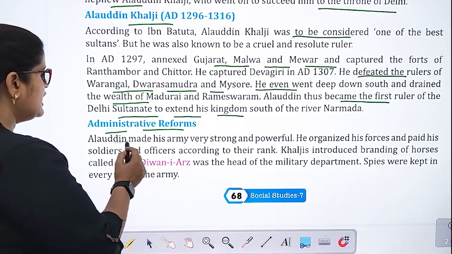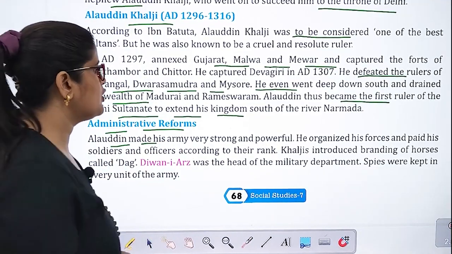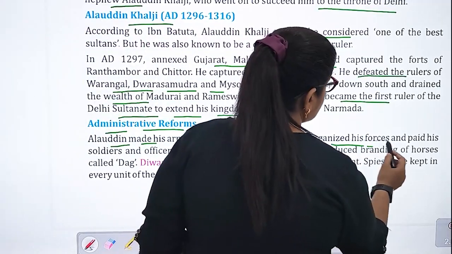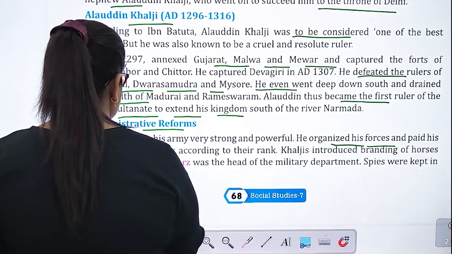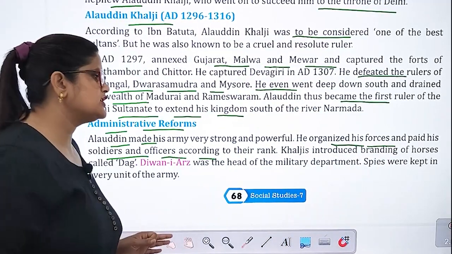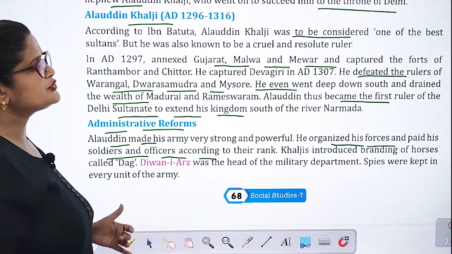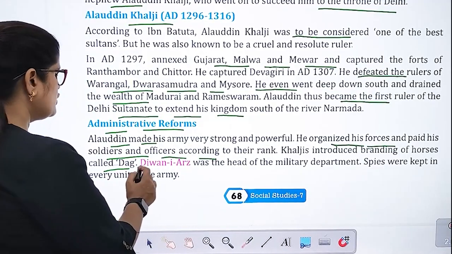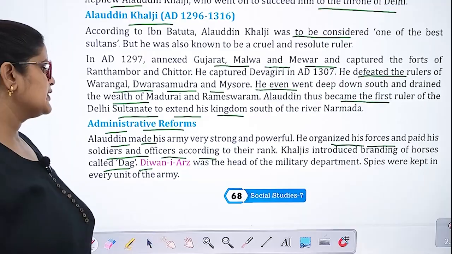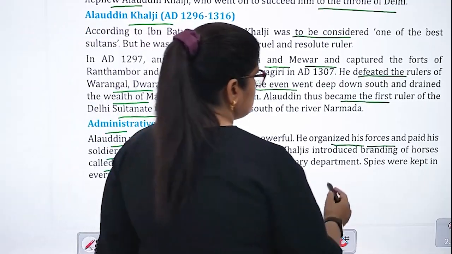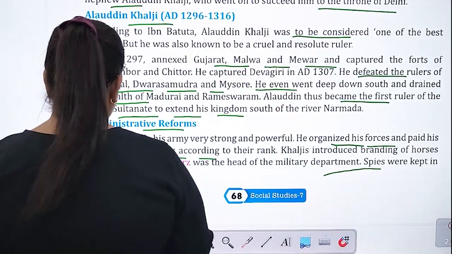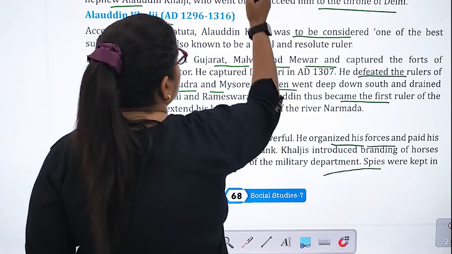Administrative reforms. Alauddin made his army very strong and powerful. He organized his forces and paid his soldiers and officers according to their rank. Khaljis introduced branding of horses called dag. Diwan-i-Ariz was the head of the military department. Spies were kept in every unit of the army.